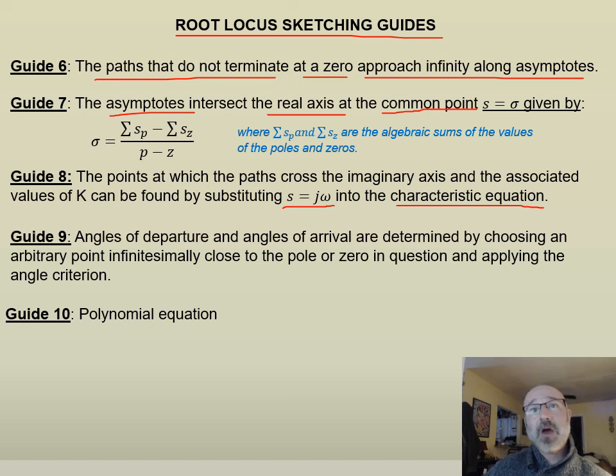Guide 9 talks about how to determine our angles of departure and angles of arrival. And guide 10, we start dealing with our polynomial equation. So these are the 10 different guides briefly summarized. And again, reference back to your textbook for the details for each of these, but this is a quick place to reference as you're sketching out your root locus.